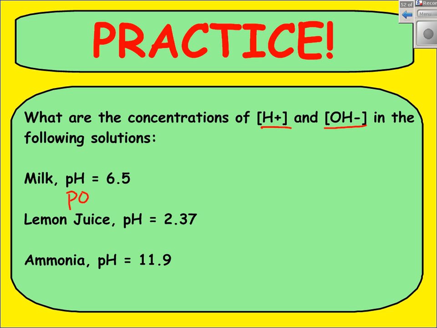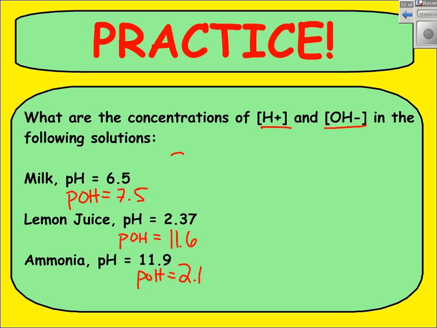Since I know I'm going to have to calculate not only hydrogen, but also hydroxide, right away I'm going to calculate my pOH for each one. We know we can do this real easy by just subtracting from 14. For milk, we do 14 minus 6.5, which gives us a pOH of 7.5. Lemon juice, we're going to take 14 minus 8.7. That gives us a pOH of 5.3. And finally, for ammonia, we do 14 minus 11.9, and that gives us a 2.1. Now I'm ready to go.